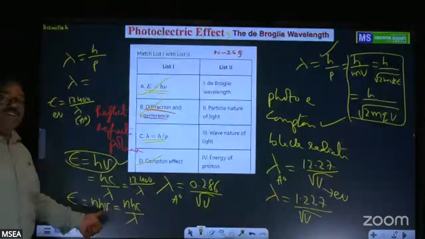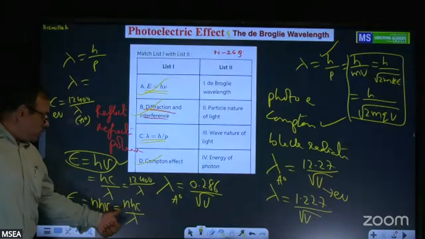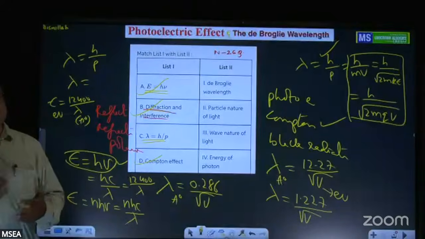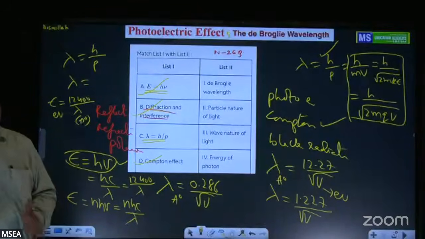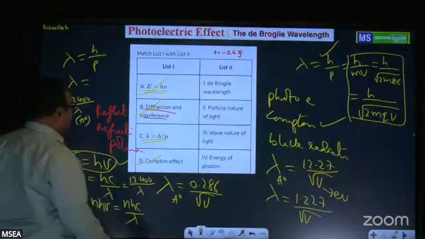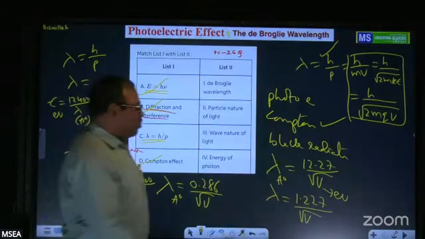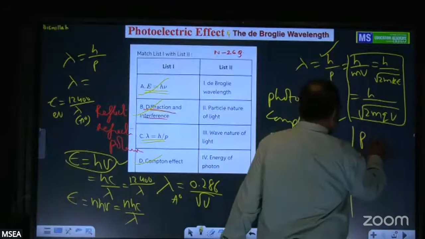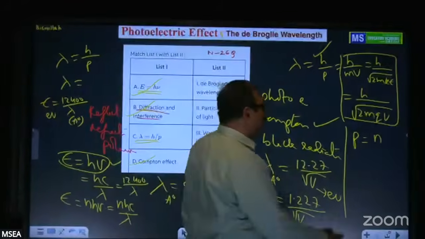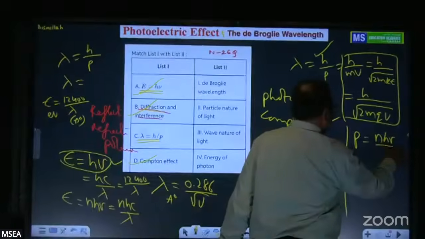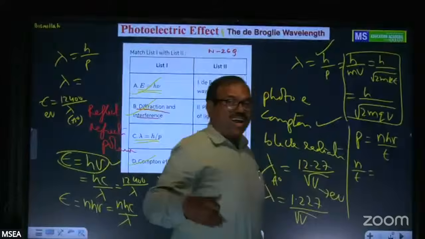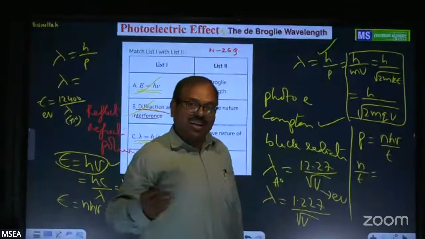Right. So if n number of photons are there, it is n into h nu, or n into hc by lambda. They may ask about the power, or the rate of photons coming out. So let us take power. Power is equal to n times energy by time. If there are n number of photons, then we can write n into h nu by t, where n by t is the number of photons per second, or the rate of photons.